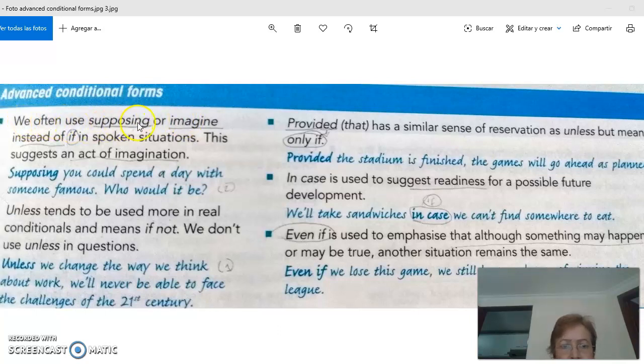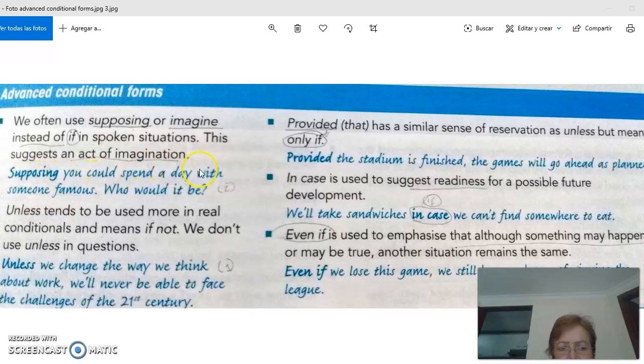Okay, we use supposing or imagine instead of if. It means it replaces if in spoken situations, mainly spoken situations. This suggests an act of imagination. So the point is that instead of using if, I use supposing just when I want to focus that this is an act of imagination. Okay? So you can see it very clearly in the example.